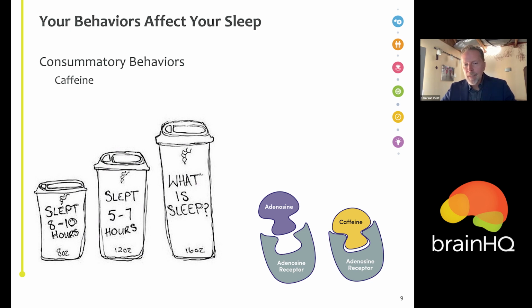And because of the mechanism by which it binds and prohibits this message from occurring in the brain that you are actually sleepy, that's one behavior we need to be mindful of: not taking caffeine too late in the day, such that it will affect your sleep onset.